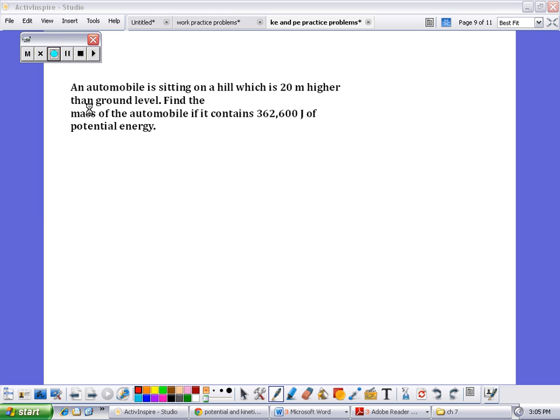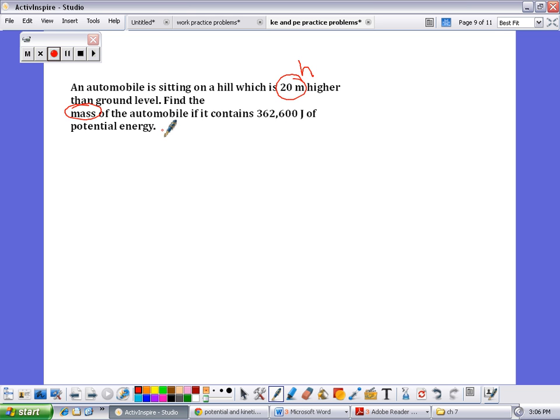So it says find the mass. So mass is what we're looking for. So we look at each equation, both have mass in it, but it gives us the height and it gives us the potential energy. So we know that we are using PE equals mgh to solve this problem.